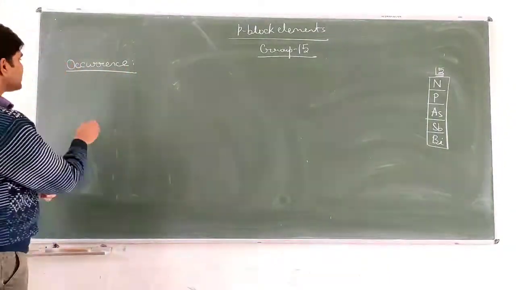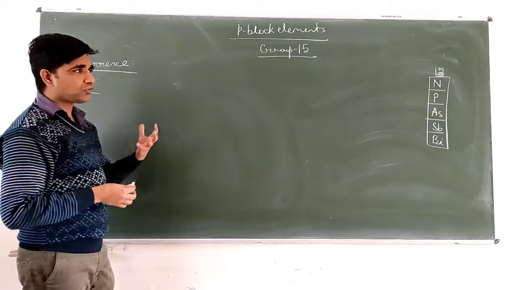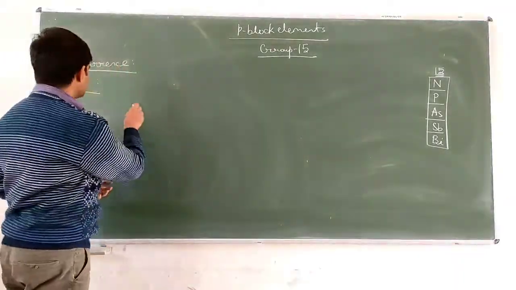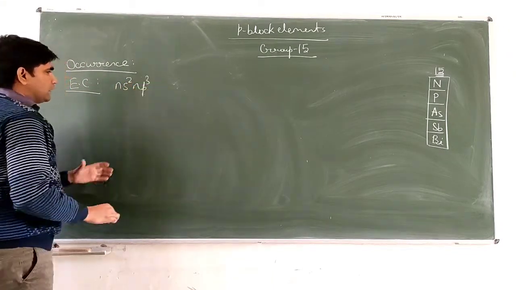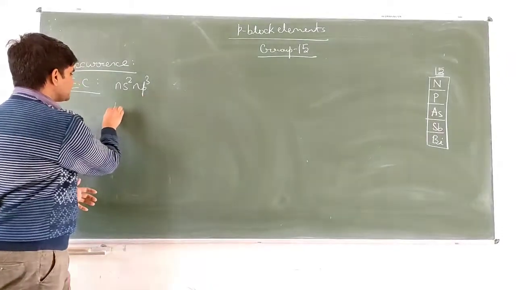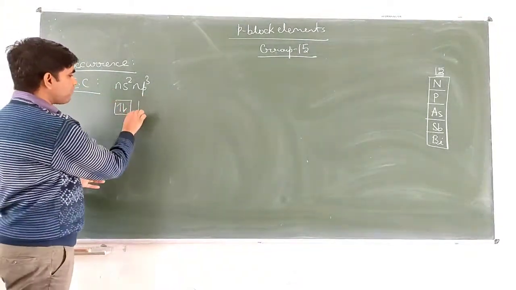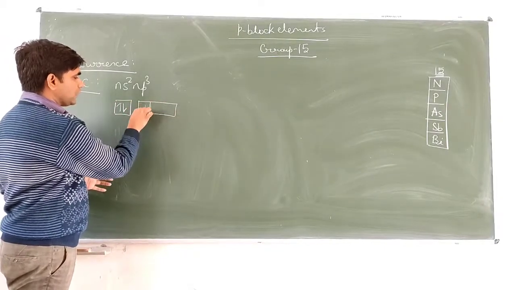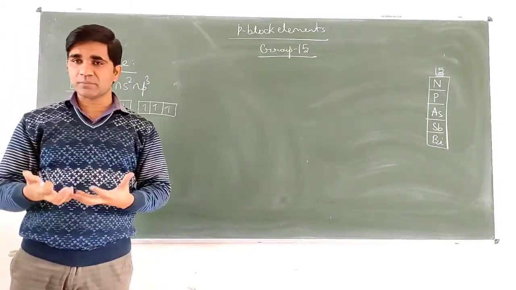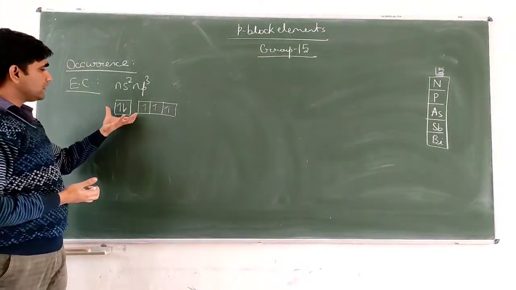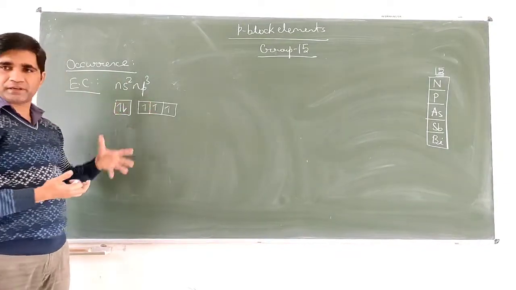Next important topic is the electronic configuration. Electronic configuration of group 15 elements is ns2 np3. Here you can see it has a completely filled s subshell and a half filled p subshell. As we know, half filled and fully filled configurations are extra stable. That's why their configuration is more stable as compared to other groups.